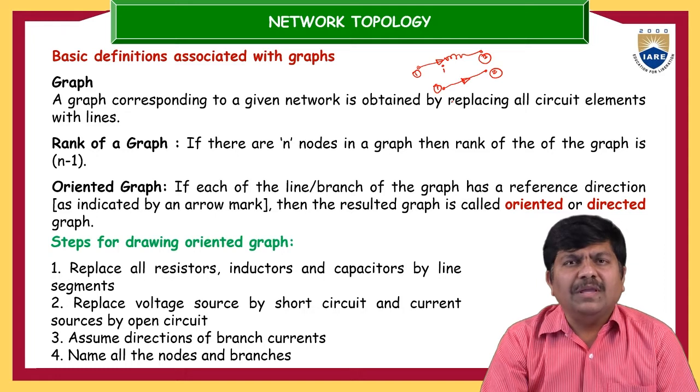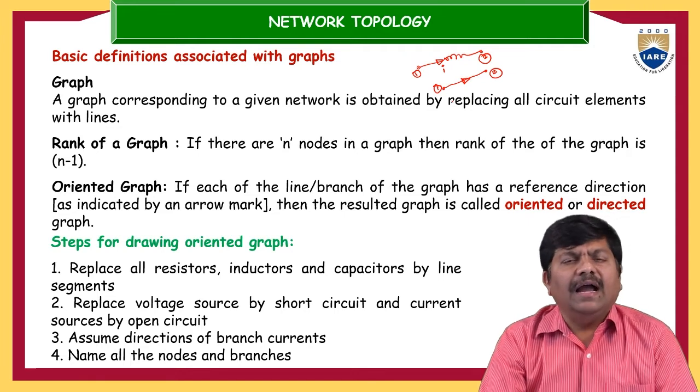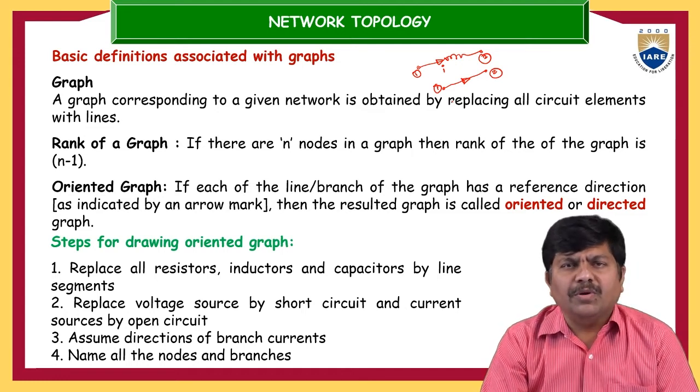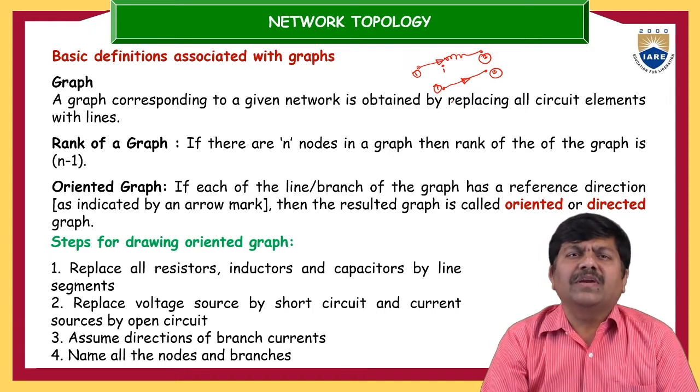Numbers means you have to earmark with some letter for the elements, and the nodes are represented with 1, 2, 3, 4 numbers, and branches and elements. The branches are nothing but the elements. So these are going to be represented with A, B, C, D, E like that, because I want to show some difference between the nodes and the branches, which is nothing but elements. So that is the last point: name all the nodes and the branches.